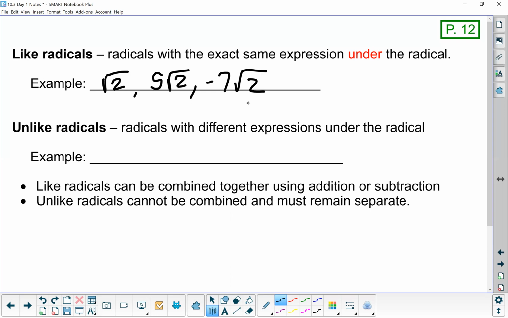Unlike radicals are radicals with different expressions under the radical. For an example, square root 3, 5 square root 2, 8 square root 7 are all unlike radicals. The difference is a like radical can be combined together using addition or subtraction. Unlike radicals cannot be combined and must remain separated. It is very similar to like terms with variables.